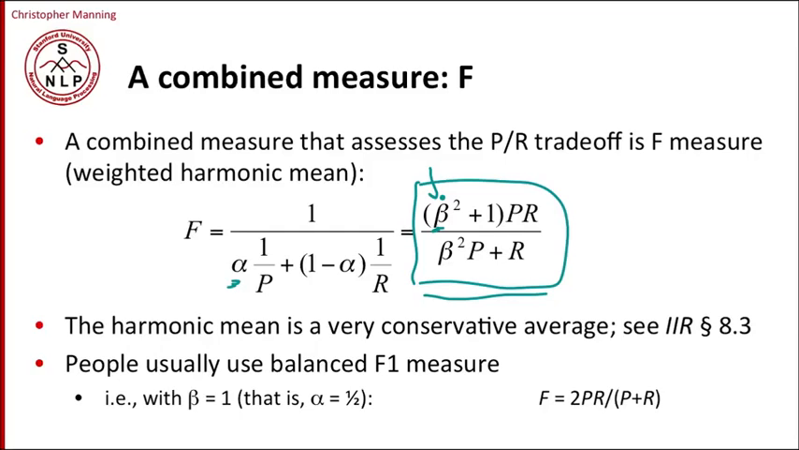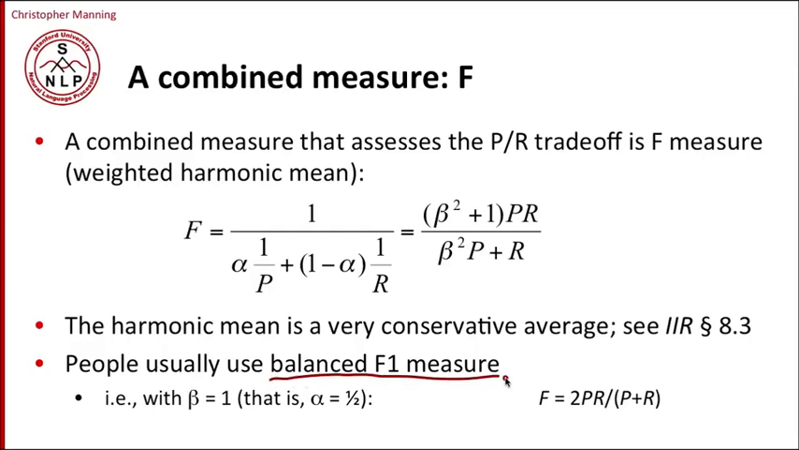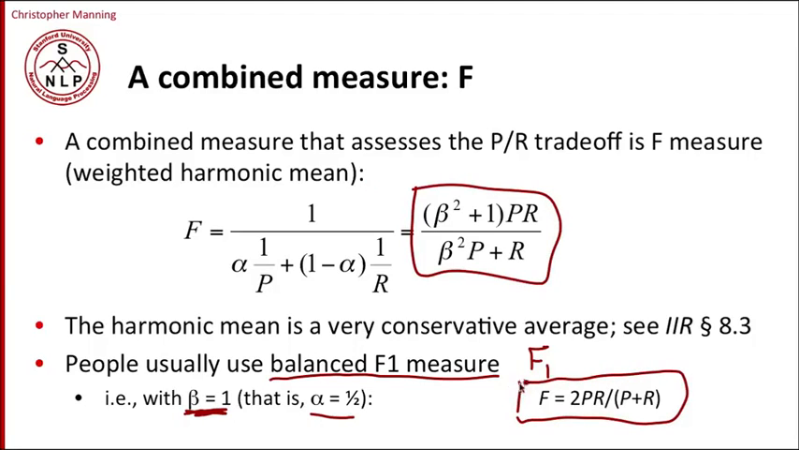While that control parameter is useful, in the absence of other evidence, the most commonly used thing is a balanced F measure. The balanced F measure gets referred to as the F1 measure. What that means is that you're setting beta equal to 1. That gives you equal balance between precision and recall, which corresponds in turn to alpha being a half. If you do the balanced F measure, this formula simplifies to just this formula, and this is really the thing that you'll see most commonly.